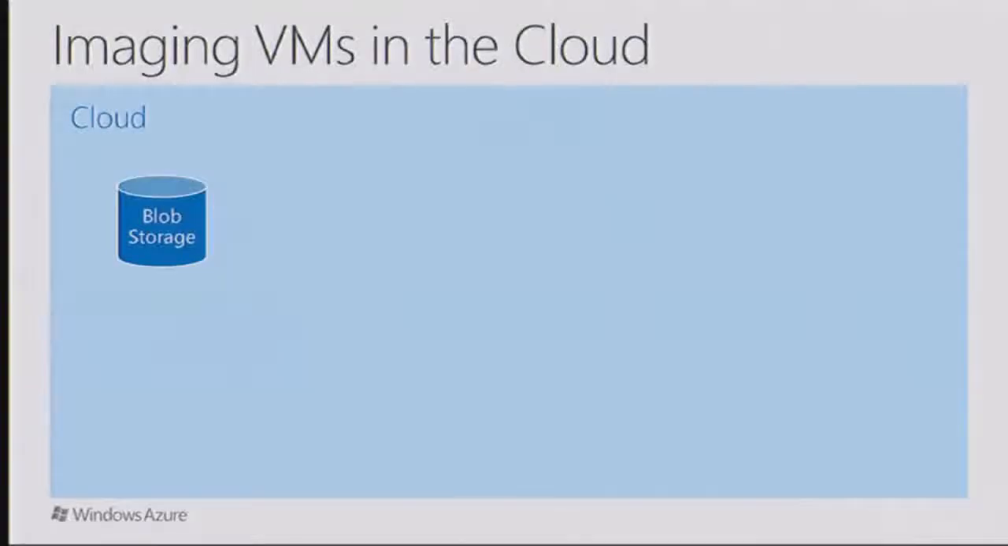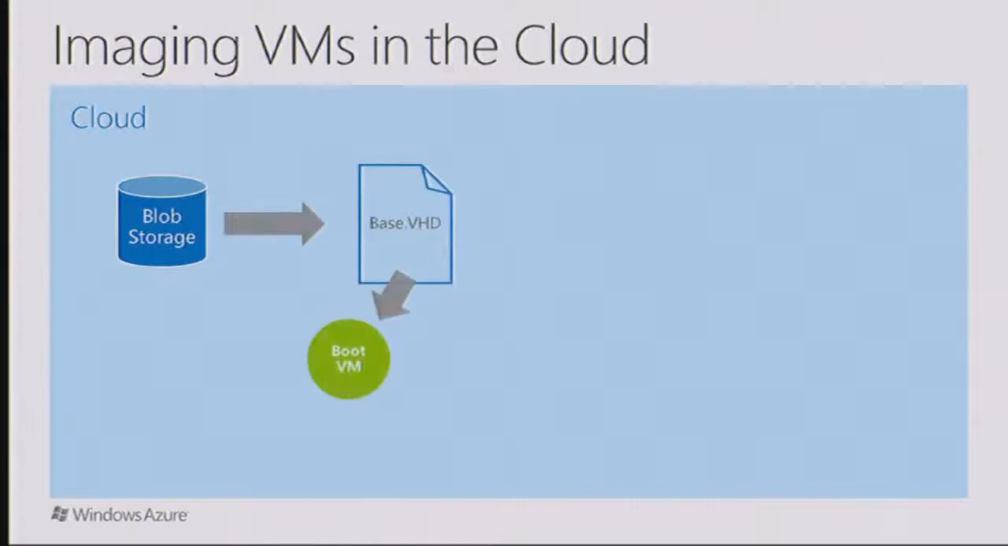You can also create an image in the cloud itself, and the way you do that is you have your blob storage. You use the portal, and you say, I'd like to create a base VHD. It's not actually called base.vhd. You just give it whatever name you want to call it. If you call your machine machine1, it'll be machine1.vhd. You then boot the virtual machine. And from that point on, you could just use it.